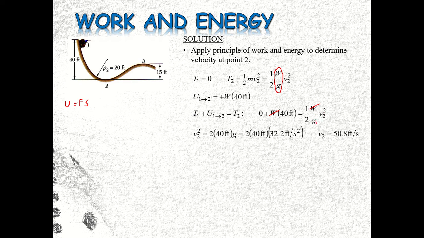Cross multiplying 2g, we have V sub 2 squared equal to the product of this. What is left on the right side is V sub 2 squared, so V sub 2 squared is equal to 2 times 40 times g. Our unit here is in feet, so we will use g in feet, that is 32.2 feet per second squared. So multiplying this, we get V sub 2, the velocity at point 2, equal to 50.8 feet per second.